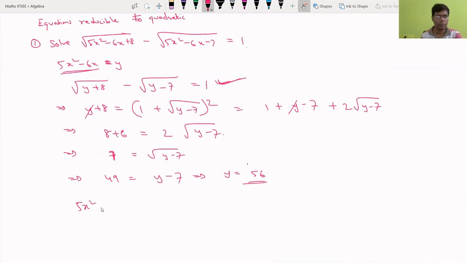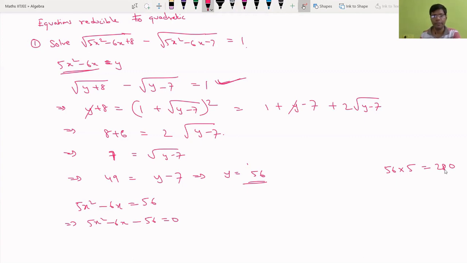So 5x square minus 6x is equal to 56. If I take this on the other side, this will give me 5x square minus 6x minus 56 is equal to 0. Okay. So now I need to factorize it. So I need two terms such that the product of the terms is 56 into 5, that is 280, and the sum or difference is minus 6.